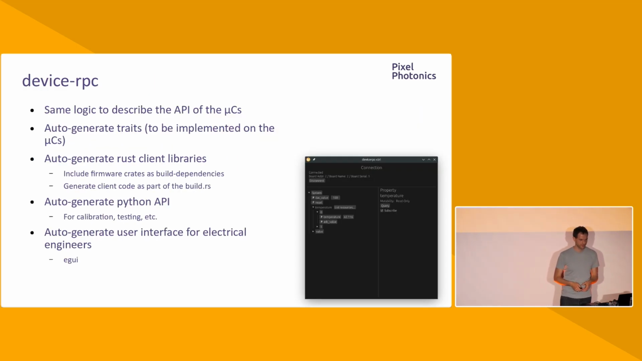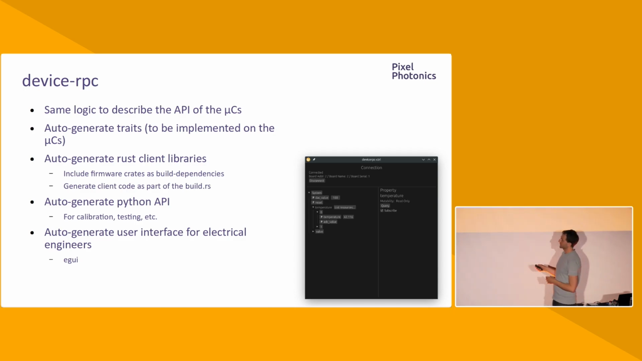So we specify the API with the same logic as we did before for the other side of the interface, just for the part between our main control unit and the microcontroller. In this case, you get out a bunch of traits that you now implement on your microcontroller, and essentially it's the same code that you use for both the computing platform and the microcontroller. You auto-generate some client libraries that you then use from the other side, from the main control unit.